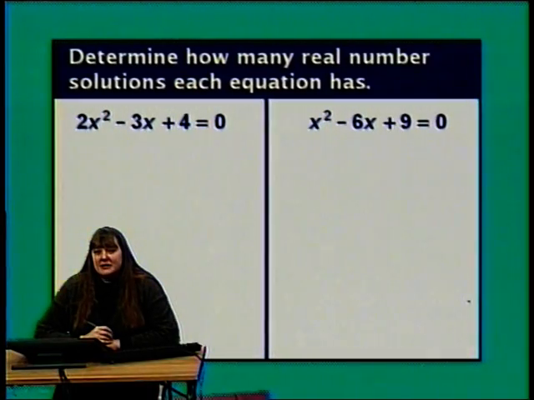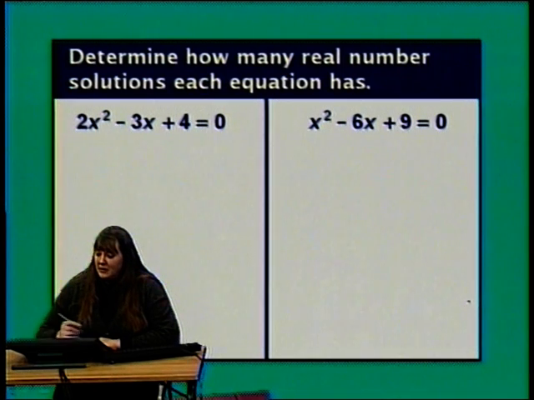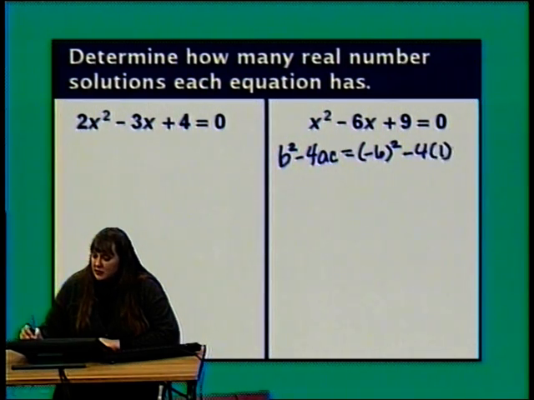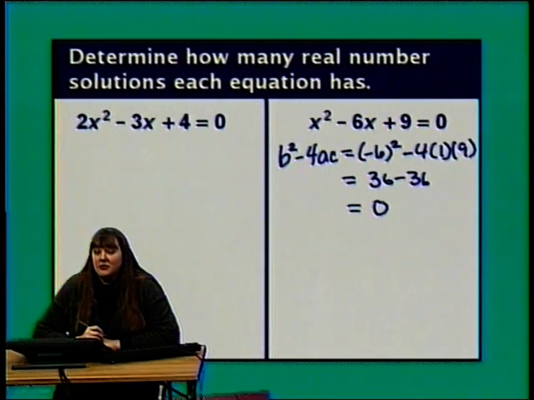So in this example, we're asked to determine how many real number solutions each equation has. Notice we're not asked to find the solutions, we're just asked about the number of solutions. So the only thing we have to consider here is the discriminant b squared minus 4ac. Starting with x squared minus 6x plus 9, b squared minus 4ac, in this case is the square of negative 6 minus 4 times 1 times 9. That's 36 minus 36, which is 0. The discriminant is 0.